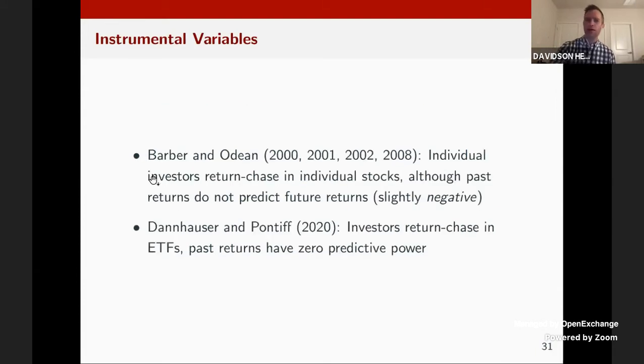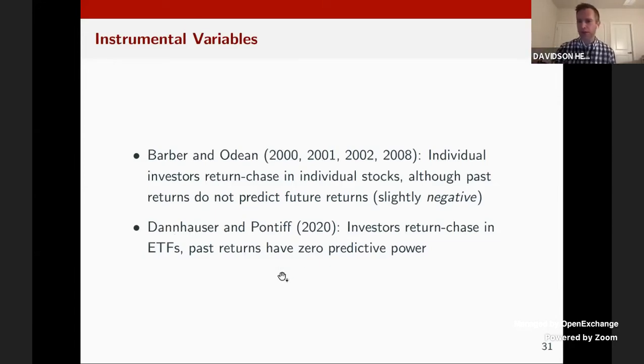Well, Barber and Odean, in a series of path-breaking papers about retail investors, have shown that one of the strongest and most robust effects they document is that individual investors return chase. They look at the prior returns of the stock, and if the stock was up last month, they say, oh, gotta get me some of that. Okay, despite the fact that past returns, as we all know, do not predict future returns, and in fact, the relation in individual stocks is a little bit negative.